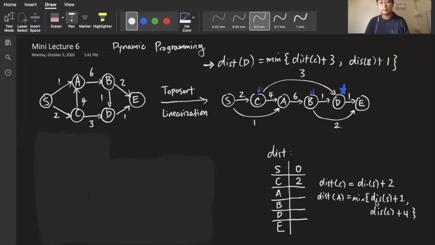So then we can say, well, distance to S is 0, 0 plus 1 is 1, and distance to C is 2, 2 plus 4 is 6. The 1 is smaller, so I put 1 here. And we can keep going with this, right?